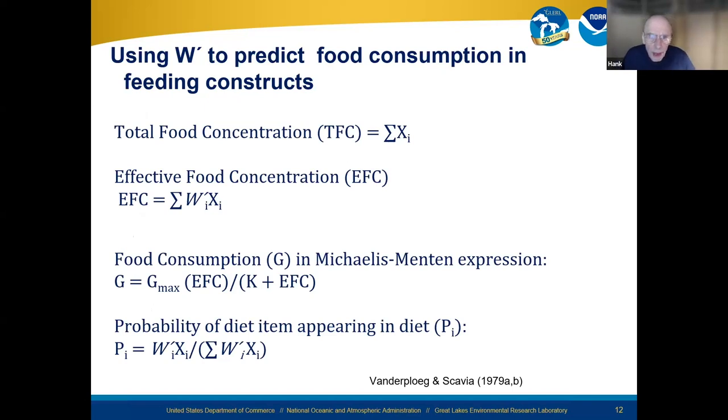We mentioned that we liked W prime, and one of the reasons we liked it was using it for calculating food consumption in feeding constructs. Normally, we think of food concentration as the sum of the biomasses of the different components of the food. Well, we suggested let's use effective food concentration, where the biomasses are weighted by the selectivity coefficients. And then we plugged this into the Michaelis-Menten feeding rate expression and looked to see whether we got improvement in estimating food consumption.